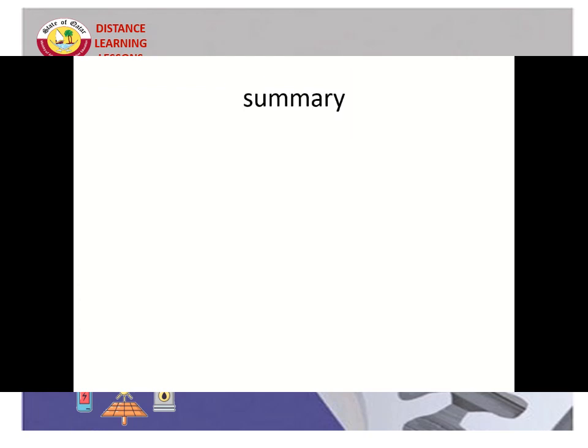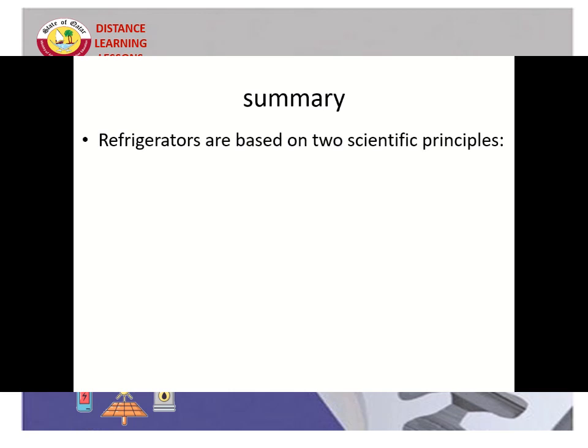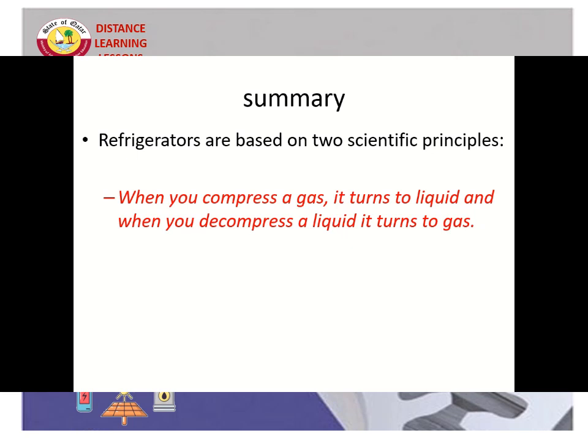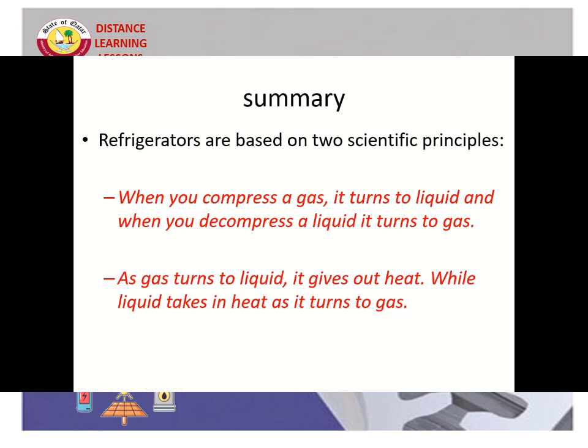Thank you very much. Now to summarize, you can say that refrigerators are based on two scientific principles. Number one, when you compress a gas, it turns to liquid, and when you decompress a liquid, it turns to gas. So turns to liquid here means condenses, and turns to gas here means evaporates. And as the gas turns to liquid, as it condenses, it gives out heat, while liquid takes in heat as it turns to gas, as it evaporates.